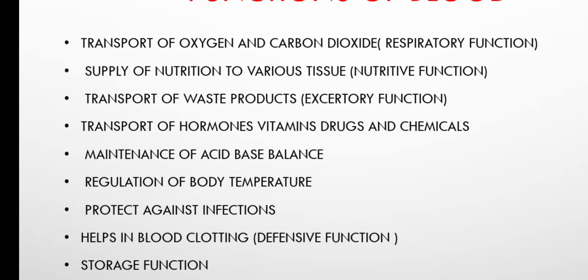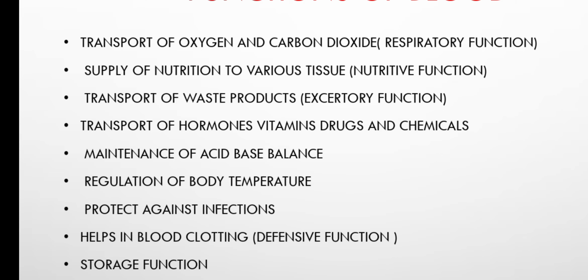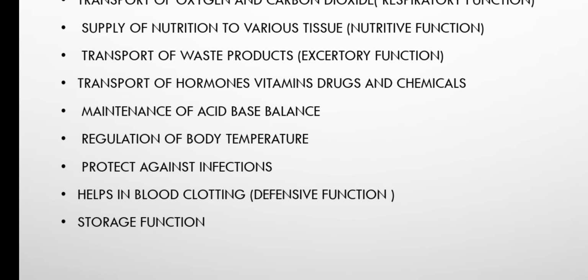And the transport of hormones, vitamins, drugs and chemicals. So blood transports such substances, like hormones and drugs, from one part of the body to another part. So it is known as the transport of hormones, vitamins, drugs and chemicals. And the maintenance of acid base balance. So blood has various buffers that maintain the acid base balance. So it maintains perfect acid base balance.